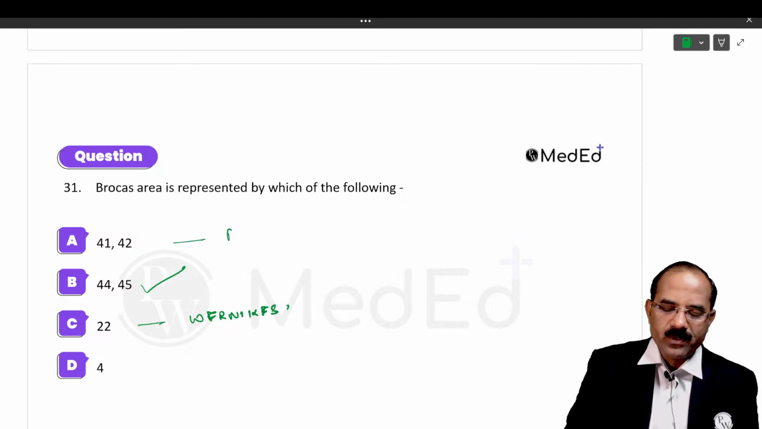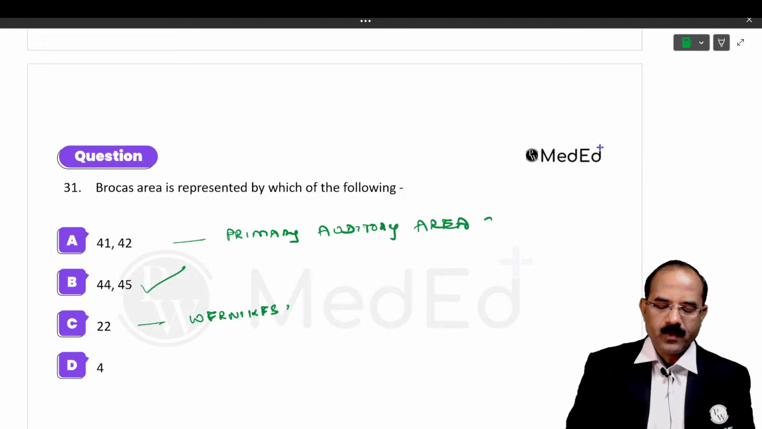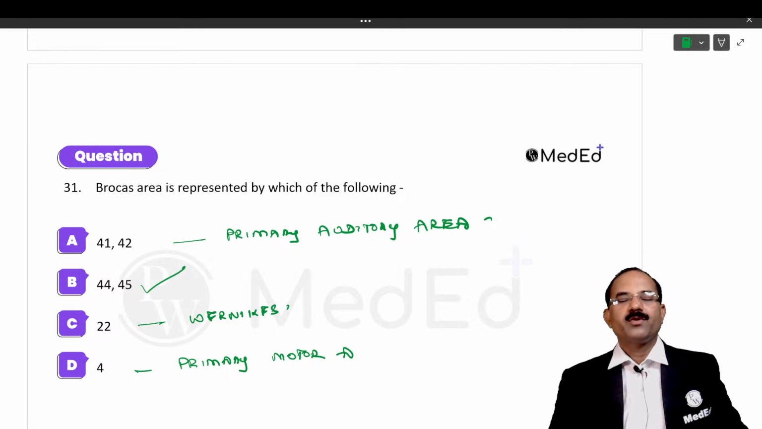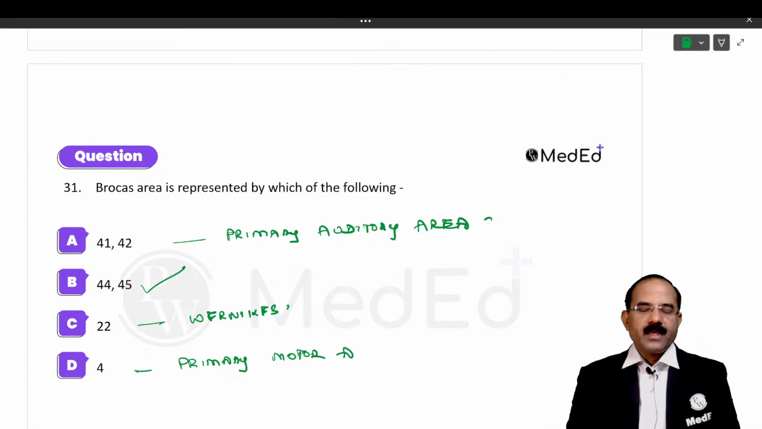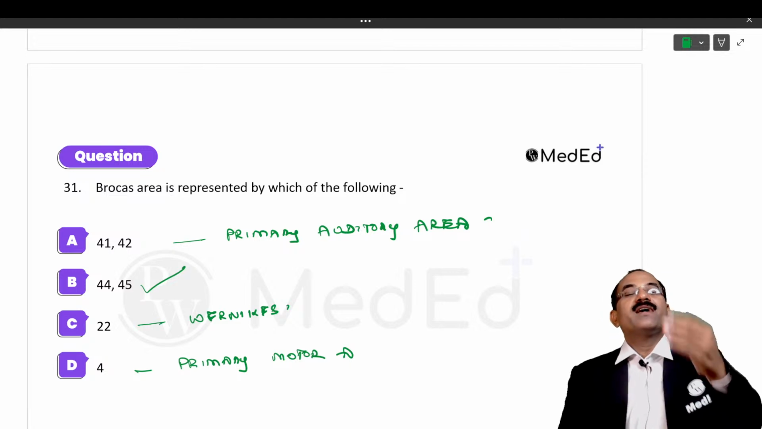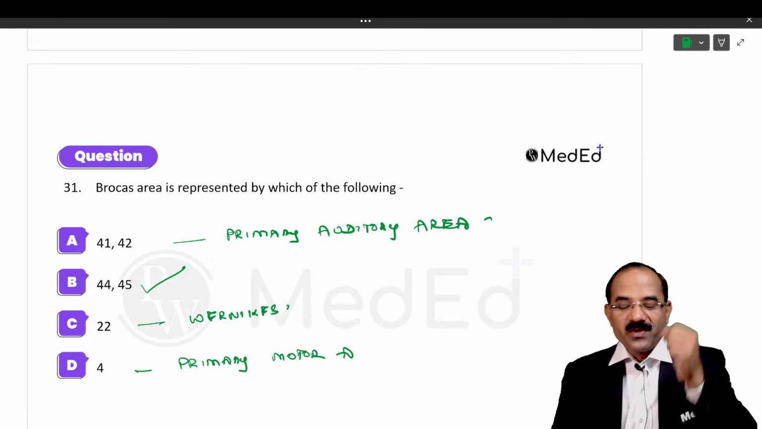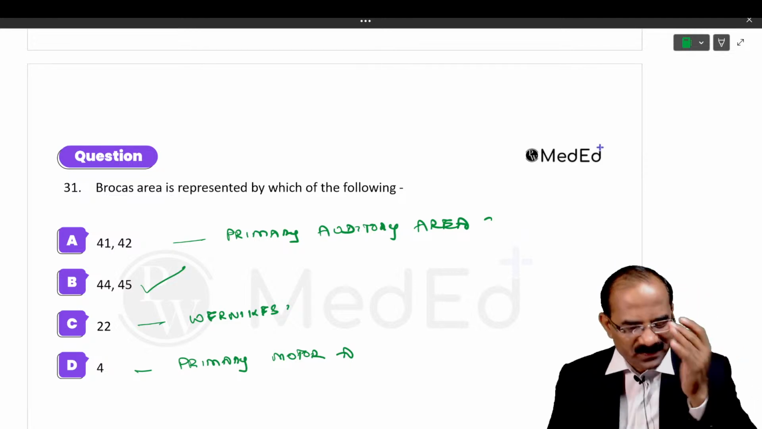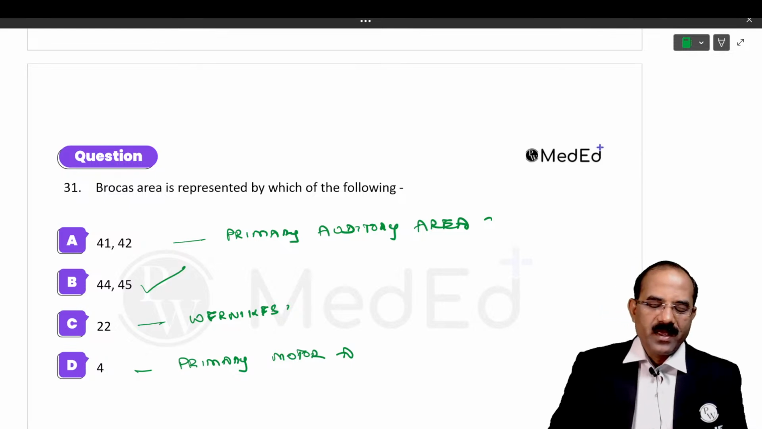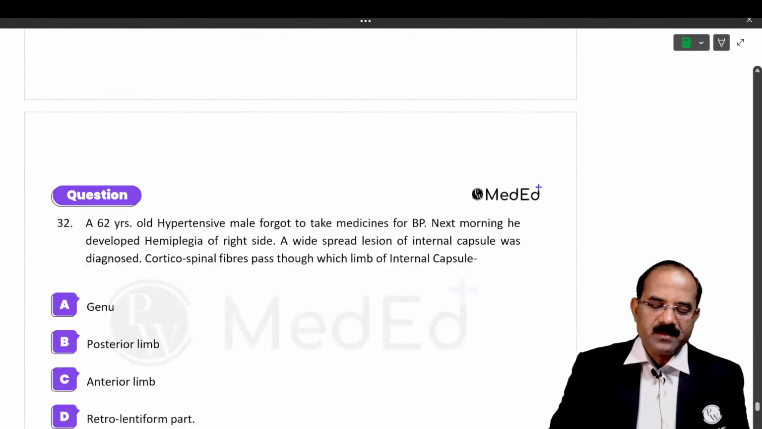And 41, 42 is primary auditory area. Okay. Area number 4 कौन है? Primary motor area. So Broca's area is 44, 45. Broca's area क्या होता है? Motor speech area. 22 क्या होता है? Wernicke's area. Fine. Okay. Come on students, coming to the next MCQ.